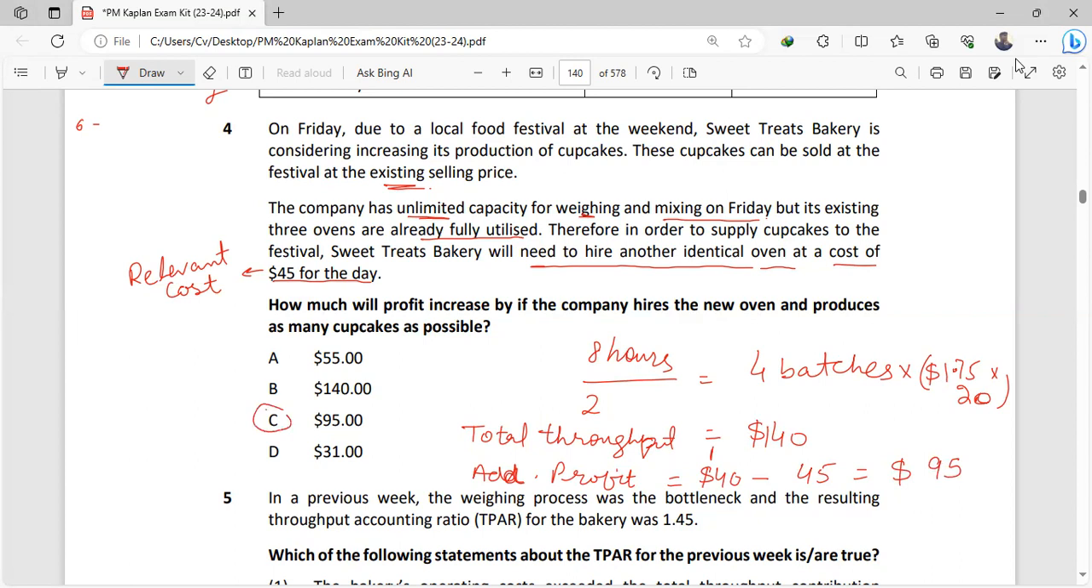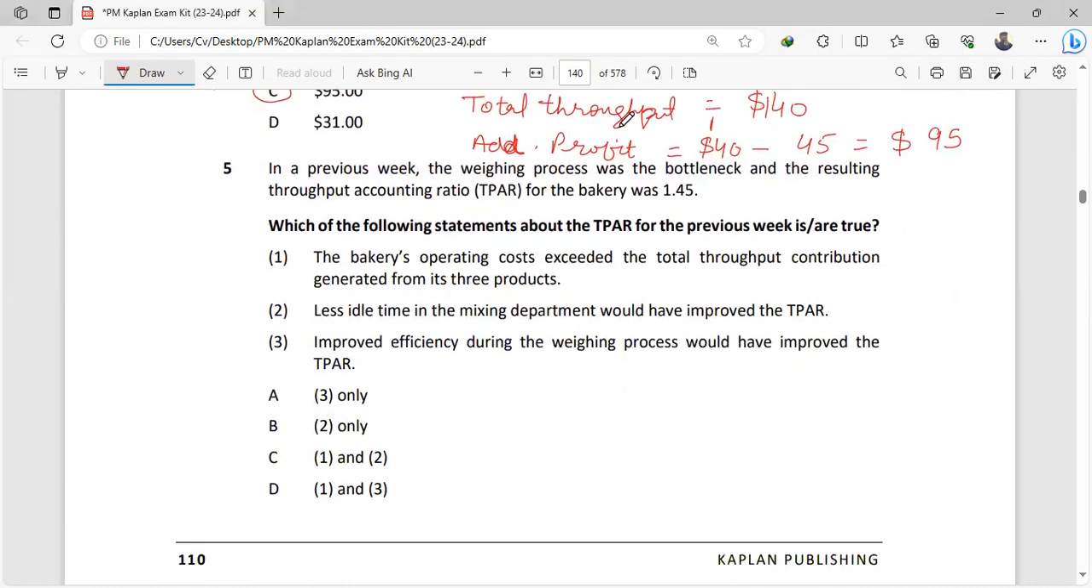If additional profit is available, what does it mean? It is financially viable for us and we should do this. Although he did not ask us to determine whether it is financially viable or not, if we are solving a 20 marks question and he asks us whether it is financially viable or not, yes, it is, because it is giving us additional profit.